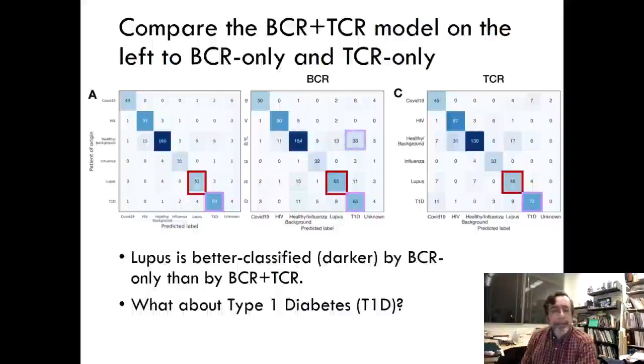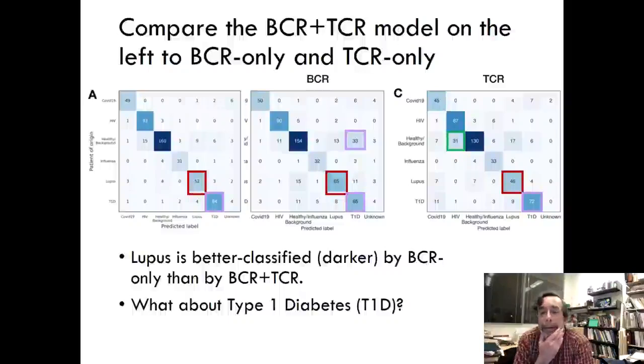Oh, and here's one to look at. This is the type 1 diabetes. That's actually a healthy person that is misdiagnosed as having type 1 diabetes. If you had the BCR only model, you get a huge number relative to the number of people. You get like 33 false positives.